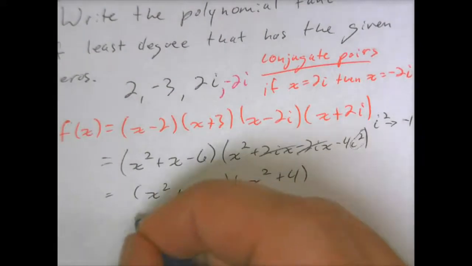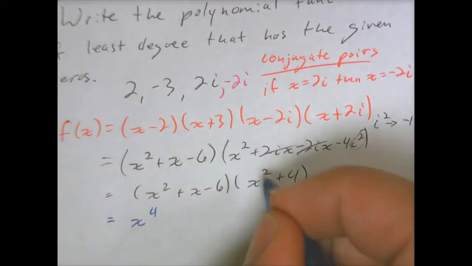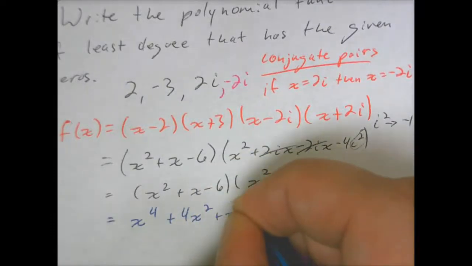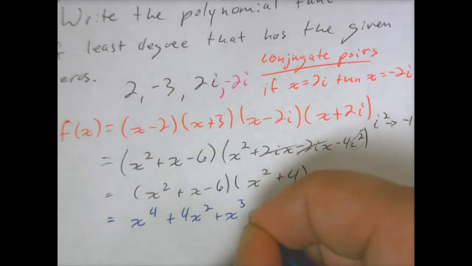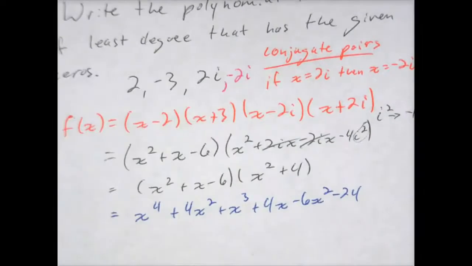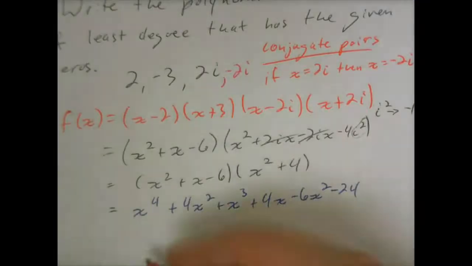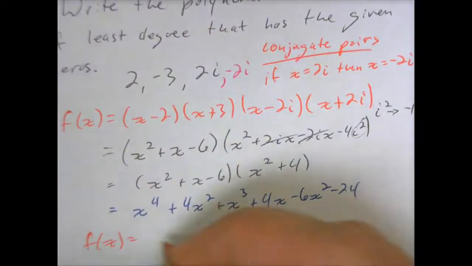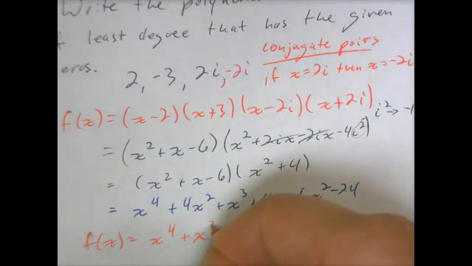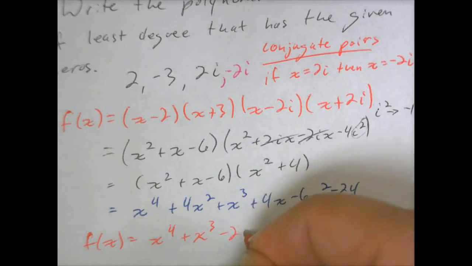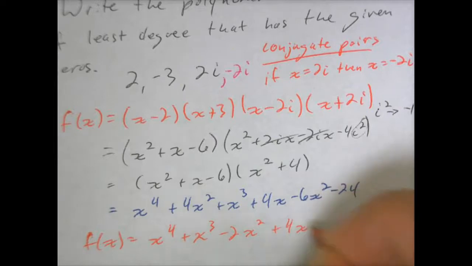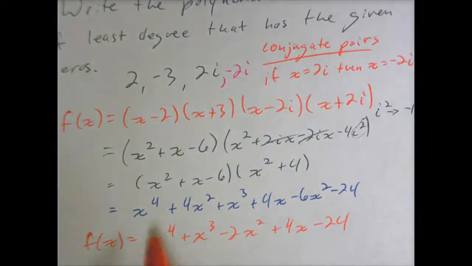So x squared times x squared is x to the 4th. x squared times 4 is plus 4x squared. x times x squared is plus x cubed. Right, and then I'm just going to multiply all these out. See, I write a lot faster when I'm not talking. Okay, and then combine like terms, and you'll have f of x equals 1x to the third, 4 and negative 6 make minus 2, 4 and nothing makes 4. I do believe that is correct.